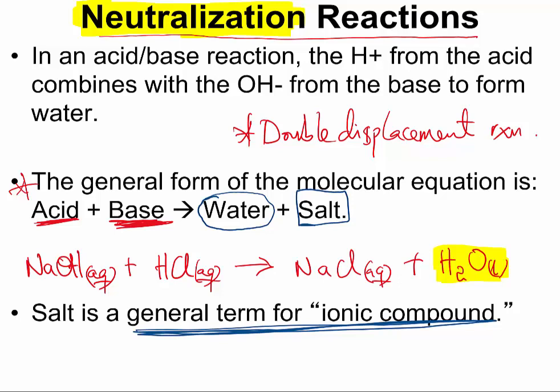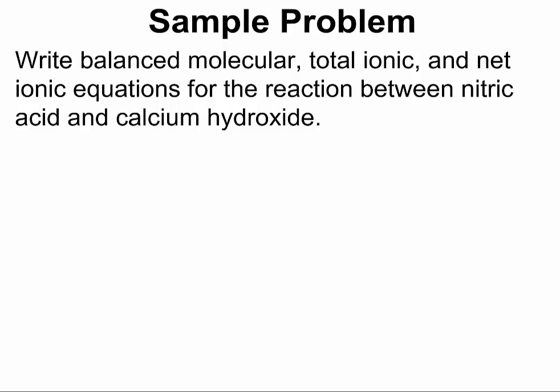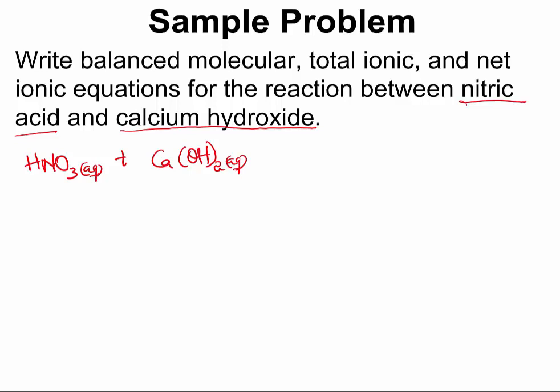Let us take a look at an example of neutralization reactions in full. Write balanced molecular, total ionic, and net ionic equations for the reaction between nitric acid and calcium hydroxide. Nitric acid is HNO3, dissolved in aqueous solution. Calcium hydroxide is Ca(OH)2, which is also soluble in water. When you react these two together, a double displacement reaction will take place.